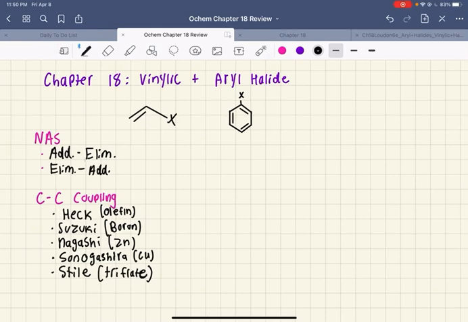In today's screencast, we're going to be reviewing Chapter 18, which includes phenols and aryl halides. More specifically, we're going to go over nucleophilic aromatic substitution, which has two reactions, addition-elimination and elimination-addition. We're also going to go through all the carbon-carbon coupling in this chapter.